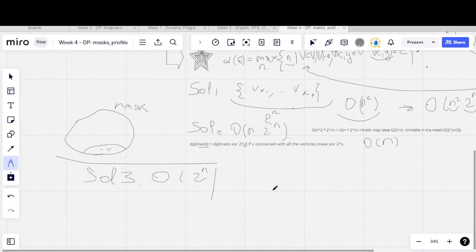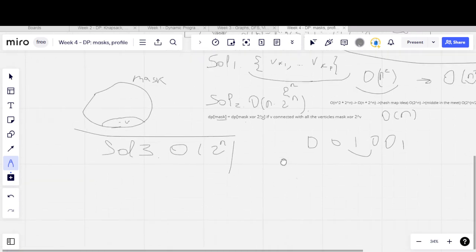So I forgot what the leftmost bit in a mask is called. What if we have some mask? This bit is called oldest. I think oldest.